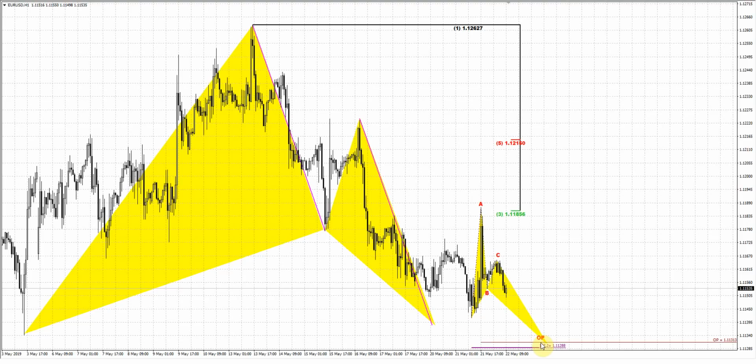So that's what we see on the euro currently. Let's see how the market will deal with the situation and what the action will be today.